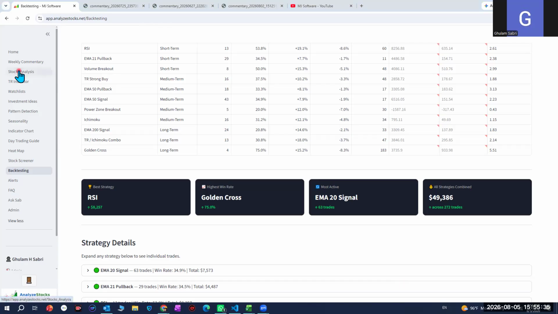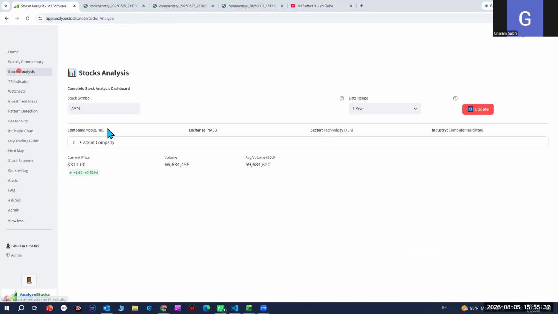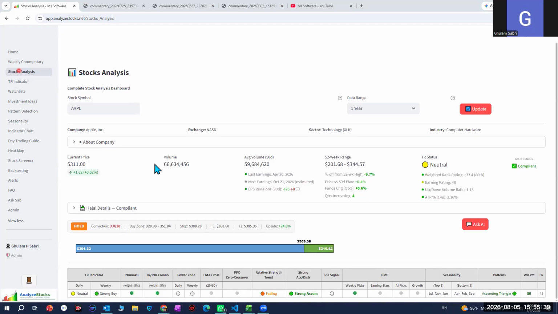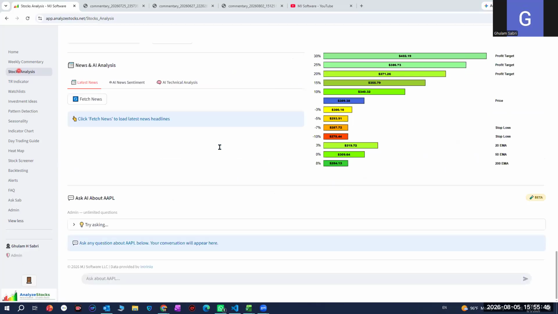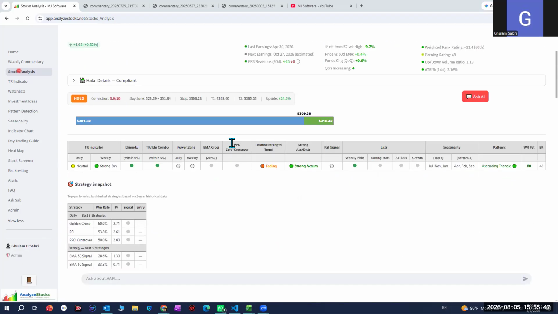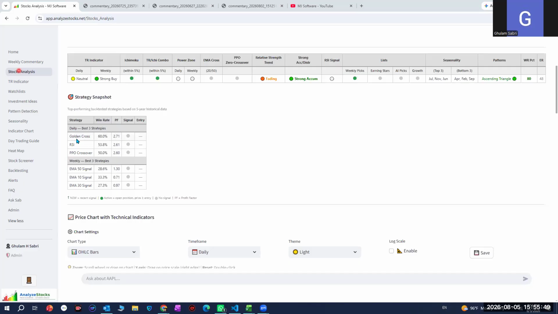Go back to stock analysis. And here, check if there is a valid strategy giving a signal right now, as of today. So in the case of Apple, what is the best strategy for daily? Golden Cross, 60% win rate, profit factor 2.71. Is it green? No. It means that right now it's not valid for Apple. Correct? PPO crossover is another one. I just explained the PPO crossover. RSI is another one. On the weekly, these are the three best.